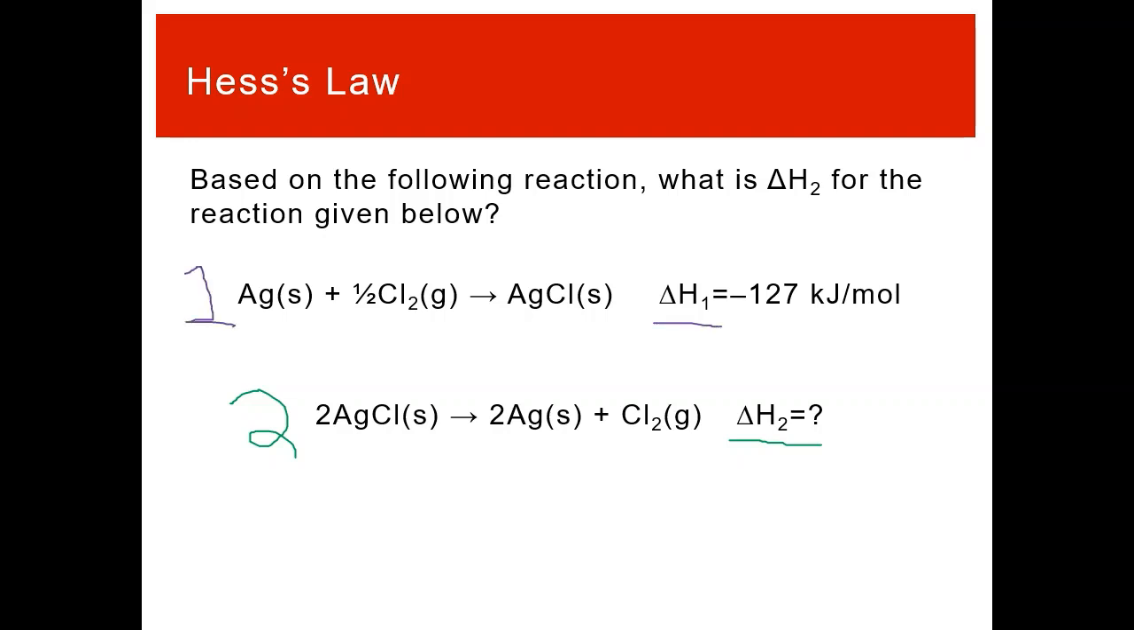So I have reaction 1, silver plus 1/2 Cl2 becomes AgCl, and I want to know the delta H for 2AgCl becomes 2Ag plus Cl2. So what would be the delta H for that bottom reaction? Again, that fractional coefficient, if you think 1/2 mole, works just fine because there's a lot of molecules there still. All right, let's work this out, see how it goes.